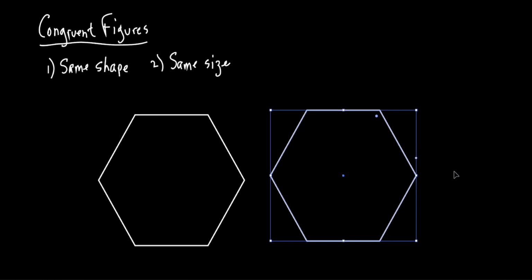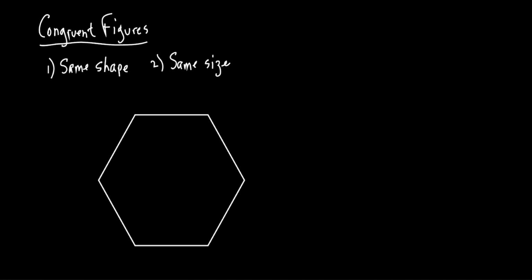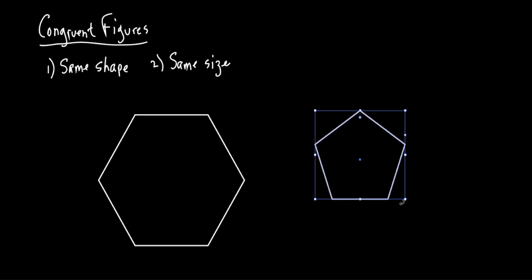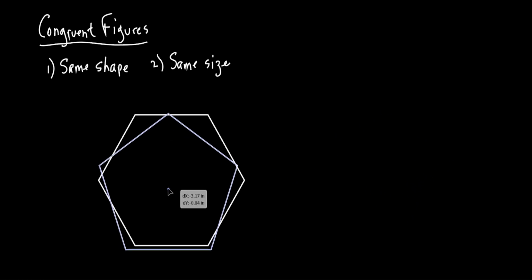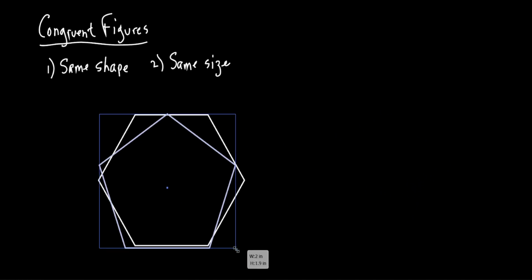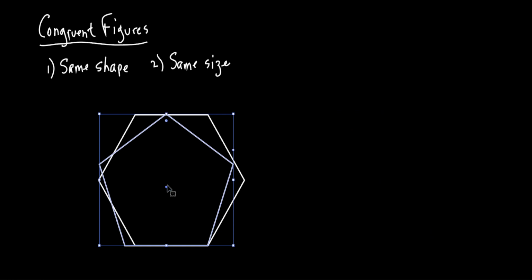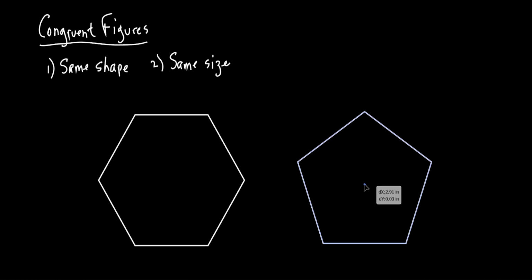Those would be congruent right there because they're the same size and the same shape, all right? Everybody got that? All right, what if I did this? And I tried to make it the same size. That's pretty much the same size, isn't it? Top and bottom, close. There we go. So it's kind of the same size, right? The top goes to the same place, the bottom goes to the same place.